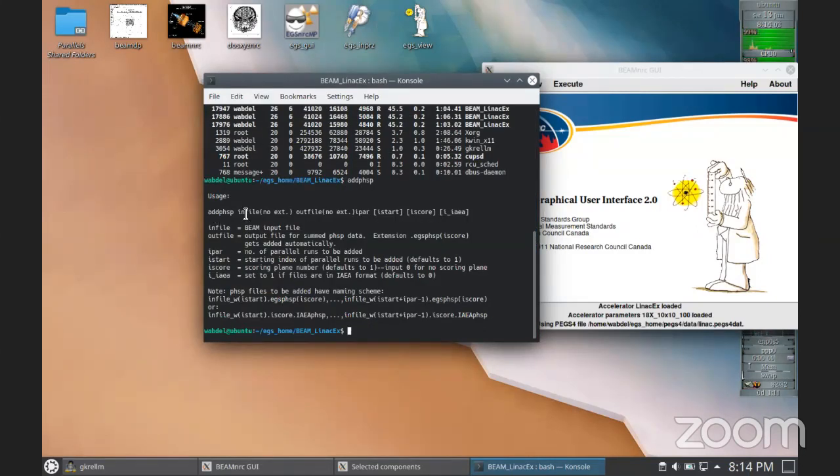You see, add is the input file, no extension. Output file, no extension. The IPAR is the number of parallel runs, in our case it was 8 or it will be 16. I start is the starting index of the parallel runs, default is 1. I score is the scoring plane number 1, 2, 3, 4. IA is set to 1 if files are in IA format, defaults to 0. So you could, for example, just type A and the rest will use the default. I type 8, 1, 1. Let's start.